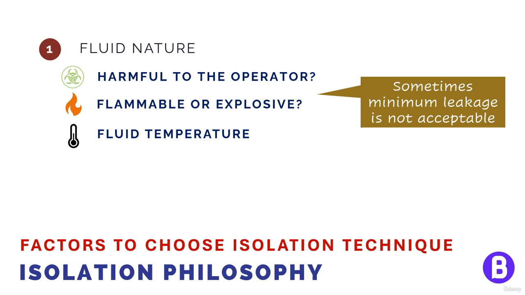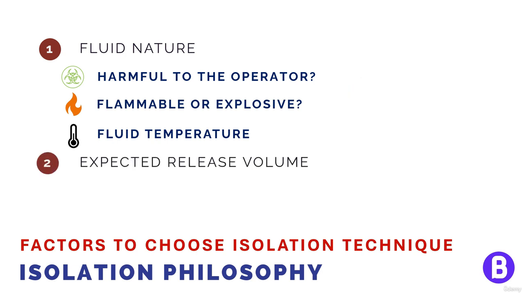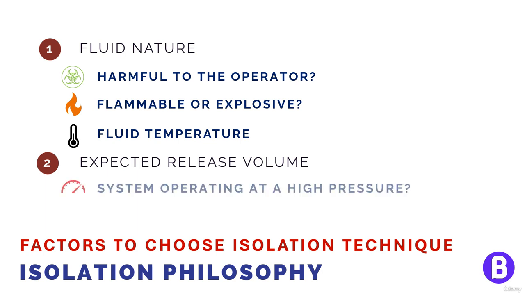But the issue is not only in the fluid itself. Maybe the fluid in itself is not hazardous, but under the pressure in which it's operated, the expected volume to be released is too high. This leads us to the second factor, which is related to the release volume. If the fluid is operating at high pressure, this means that the valves may be passing fluid to the downstream system, or the flanges may be leaking, releasing the fluid to the atmosphere. This means that at least proved isolation would be needed, or maybe even positive isolation if we are talking about other factors such as the fluid being highly hazardous.